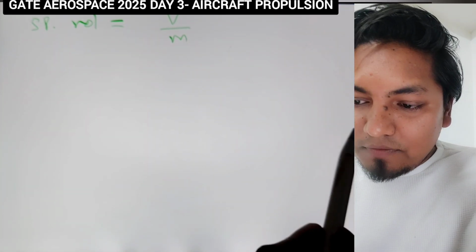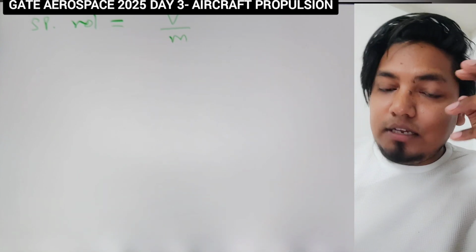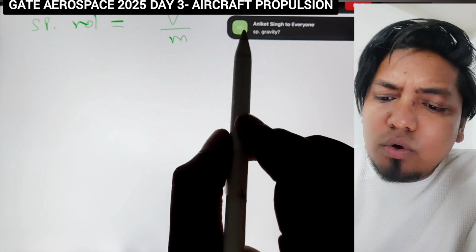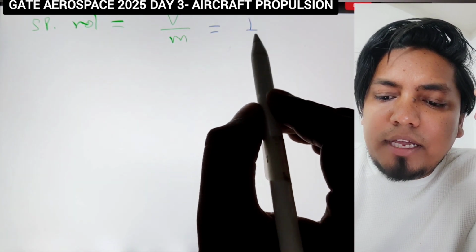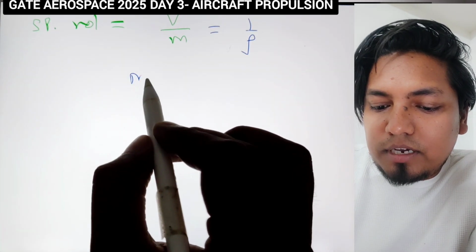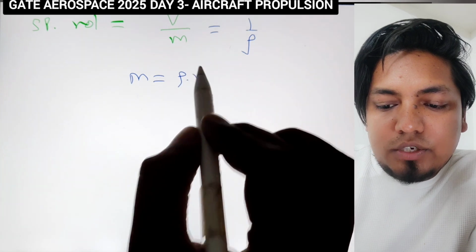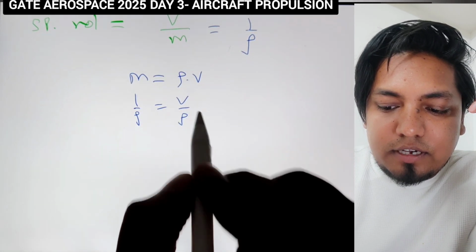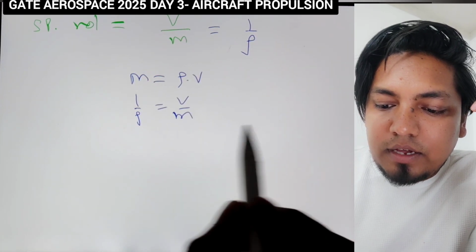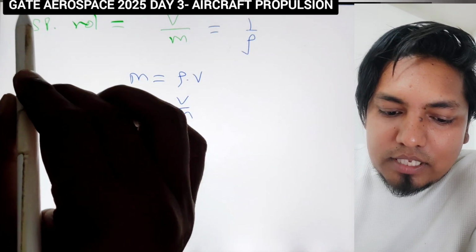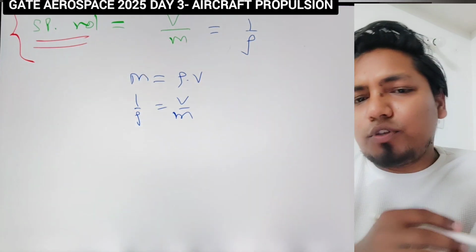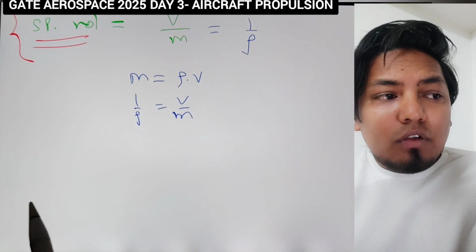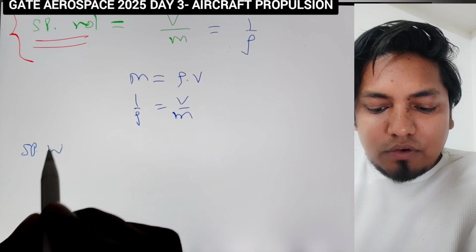Specific volume in our gas dynamics, jet propulsion and rocket propulsion, goes like this: 1 by rho. Why? Because you should know that mass is equal to density into volume. So send density this side, send mass this side. I hope you understood this. So specific volume is that normal procedure I just explained on the previous page. But now I'm going for another one, which is specific weight.